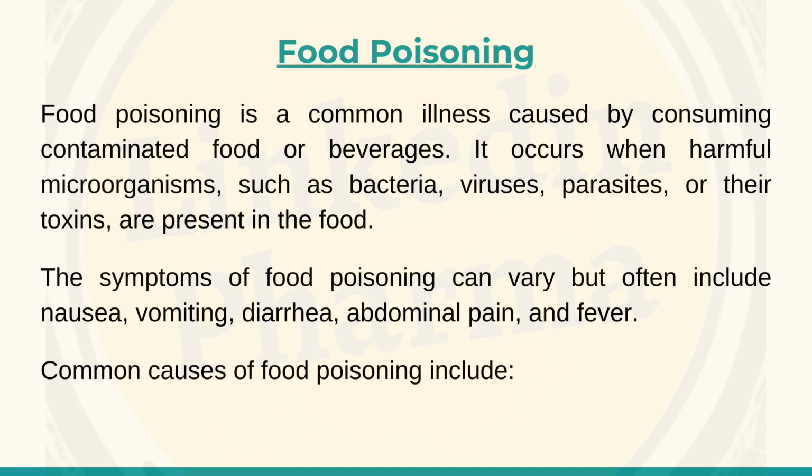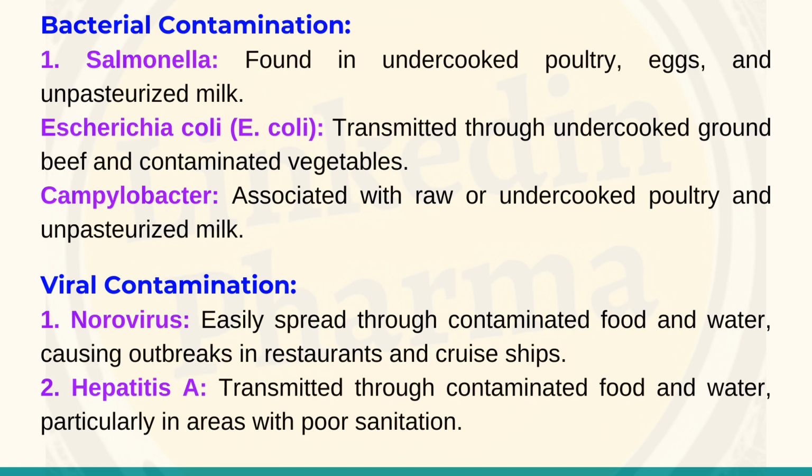Common causes of food poisoning include bacterial contamination. Salmonella is found in undercooked poultry, eggs, and unpasteurized milk. Escherichia coli, E. coli, is transmitted through undercooked ground beef and contaminated vegetables. Campylobacter is associated with raw or undercooked poultry and unpasteurized milk.